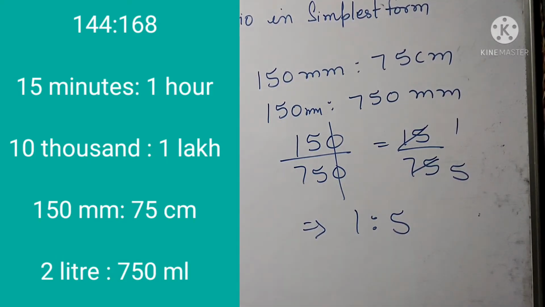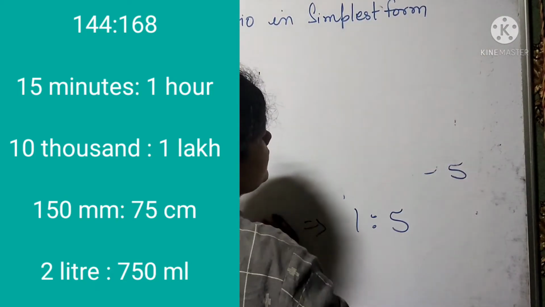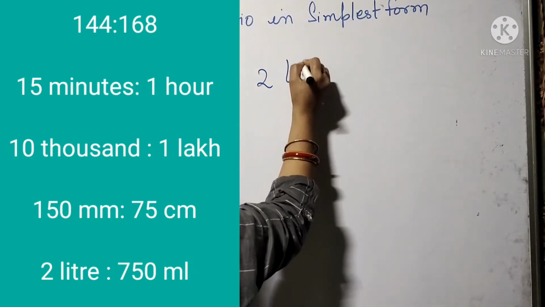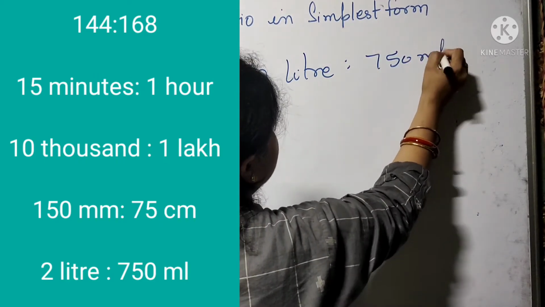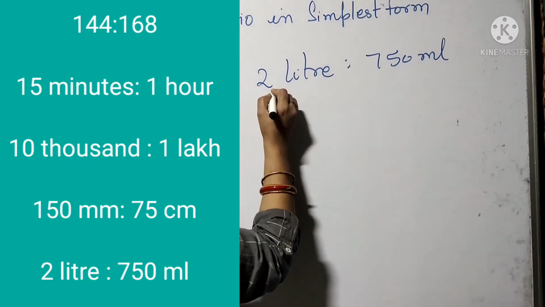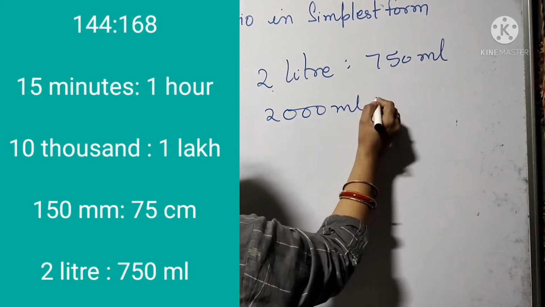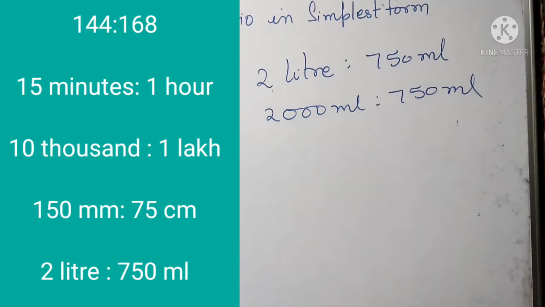Similarly, the last one we can do is 2 liters and 750 milliliters. That means there is a conversion of liters and milliliters. We have the question 2 liters is to 750 milliliters. In 1 liter we have 1000 milliliters. So we multiply 2 with 1000 and it becomes 2000 milliliters is to 750 milliliters.